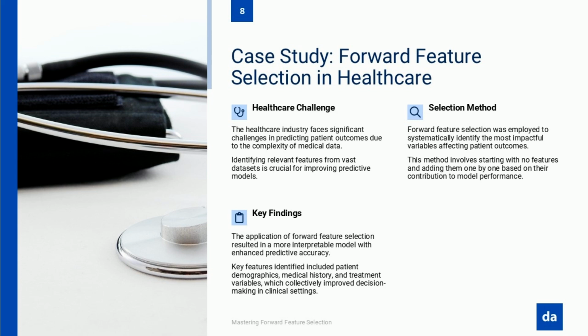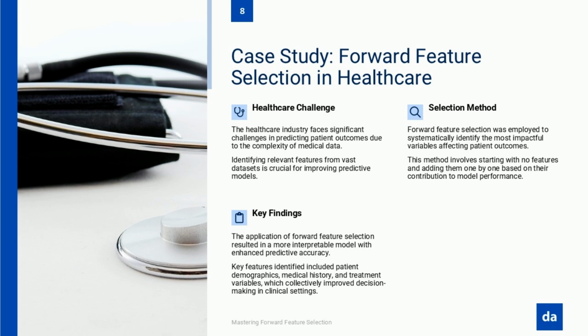And here's the real kicker. This method didn't just improve predictions, it improved actual healthcare decisions. Hospitals use these insights to adjust patient care plans, speeding up recovery times, and reducing complications. That's the power of feature selection. It's not just about making models run faster, it's about making them smarter and more useful.